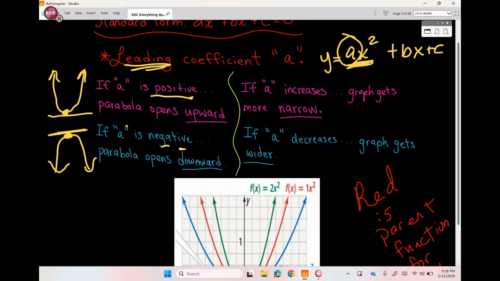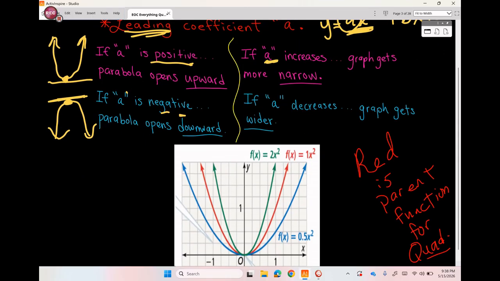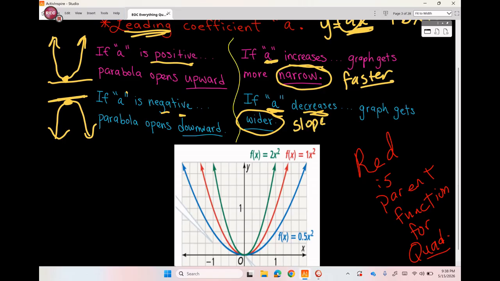And then down here is an image on the right side that kind of explains it. If the A value increases, the graph gets more narrow. If the A value decreases, the graph gets wider because it goes up slower. Narrow because it goes up faster, wider because it increases slower.